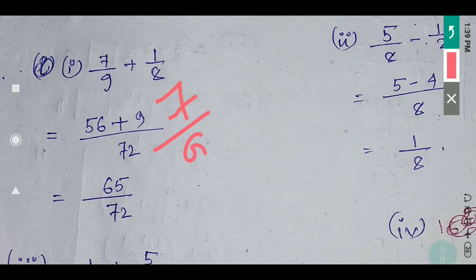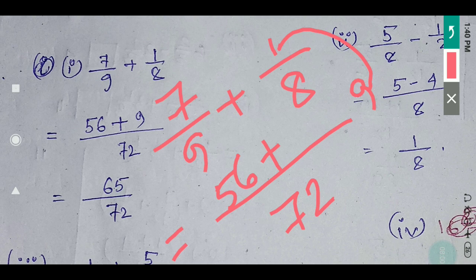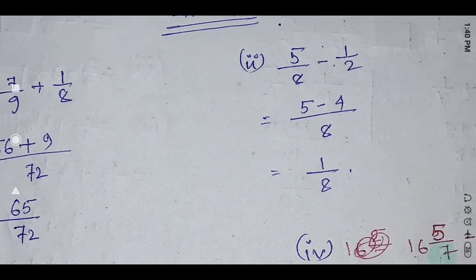7 by 9 plus 1 by 8. 9 8s are 72, the LCM. 9 how much are 72? 9 8s are 72. So 8 into 7, you have to do multiplication. 8 7s are 56, plus 8 how much is 72? 8 9s are 72, so 9 into 1, 9 1s are 9. Now it will be 65 by 72. This is the answer.